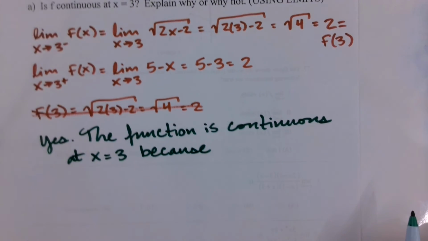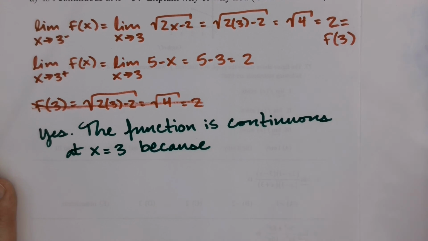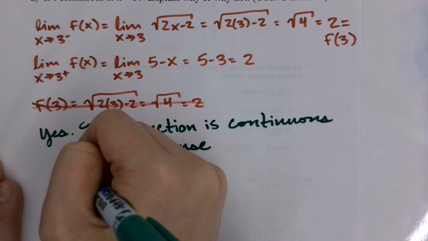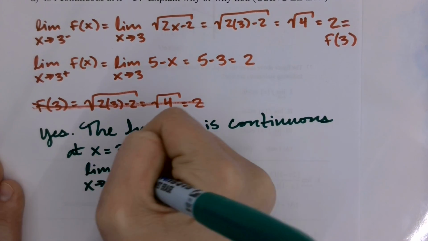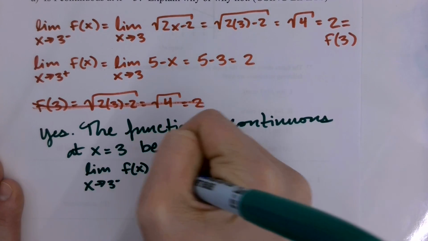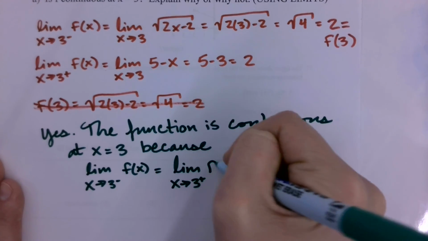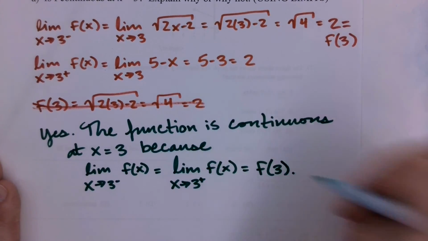and this is where our definition or steps for what it needs to be continuous come into play. So we want to go ahead and state what we just found. So we're going to say the function is continuous at x equals 3 because the limit as x approaches 3 from the left is the same as the limit as x approaches 3 from the right, which is the same as f of 3.